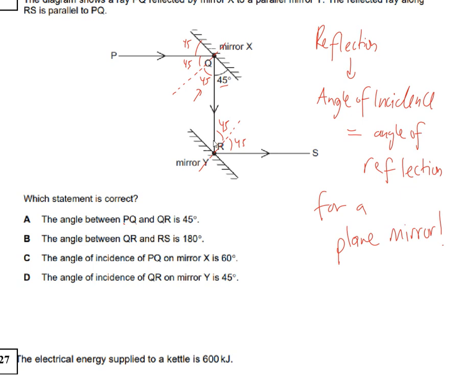QR is what? Is 45 degrees. Let's have a look. The angle between PQ and QR. So it's telling us that this angle here is 45 degrees. No. So the angle is 90 degrees.